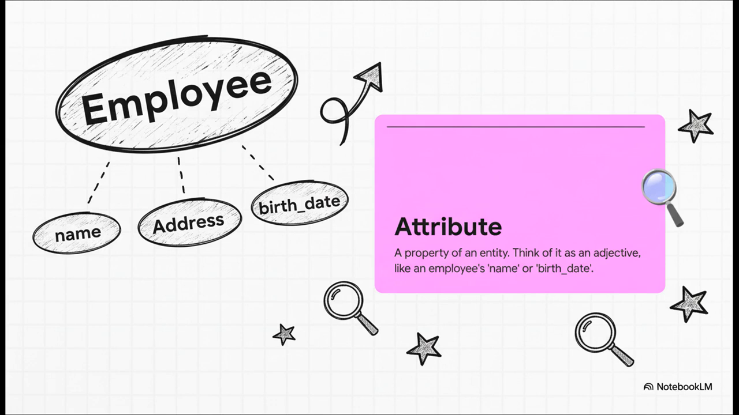Okay, so if entities are our nouns, then every entity has attributes. These are just the specific details about that entity. Think of them as the adjectives that describe our noun. You see those ovals connected to the employee entity, like name, address, and birth date? Those are all attributes. They're the actual bits of information we're going to store.